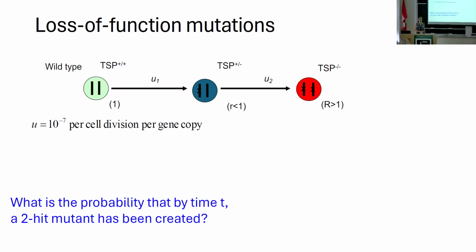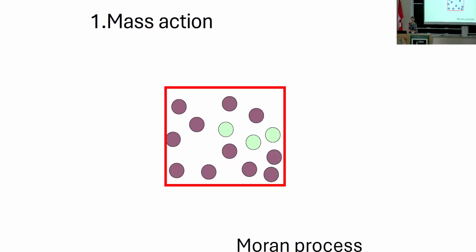A less standard problem that we tackled a long time ago is what is the probability that by time t, a 2-hit mutant has been created. Now it's a 2-step process, and you go from cells that are normal. Maybe some of these are created. The fate of these cells is uncertain, because if they're disadvantageous, they're more likely to die out than not. But perhaps before they die out, the second copy of the gene is inactivated, and then you have a winner, right? You have a supercell that expands. So this is this type of process.